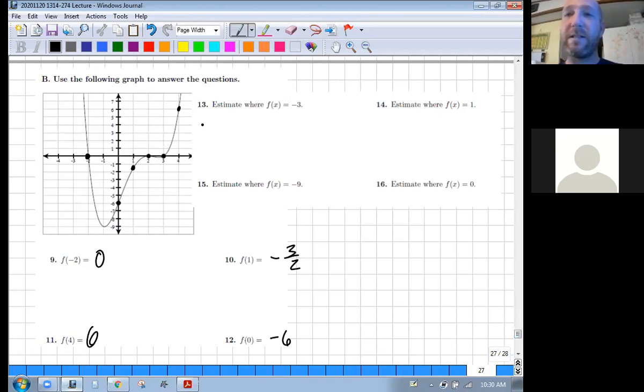So estimate where f of x is -3. So we're talking about the y value, right? So we go down to -3. There are 2 points here. One is at x, let's see, right about here. That's like -1 3/4. And then over here, that's at about 1/2.